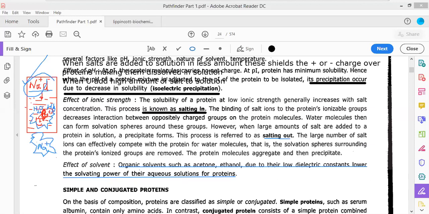Tomorrow we will be talking about simple proteins and conjugated proteins. Unfortunately, we didn't have any animations in this particular part, because this is core biochemistry and this part is for understanding rather than for animations. So you must focus on all these things and try to read this lecture more than once.